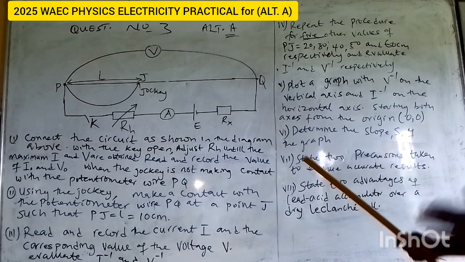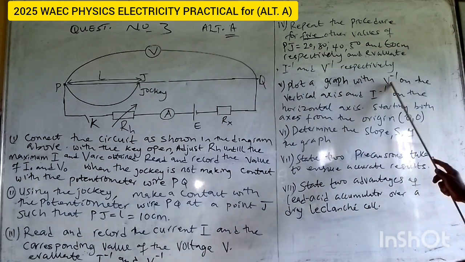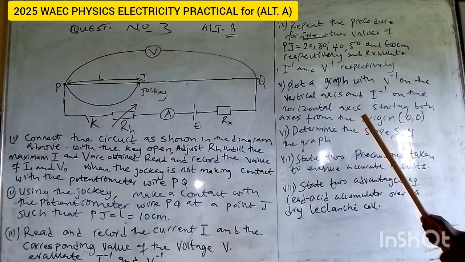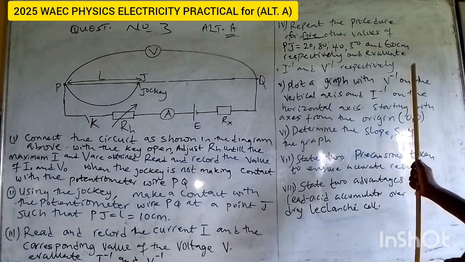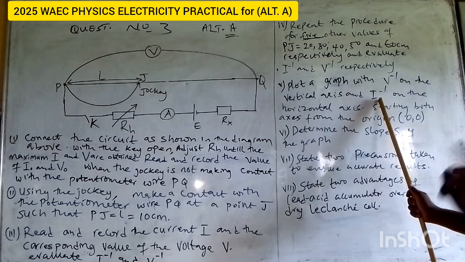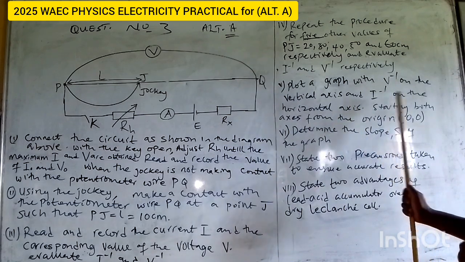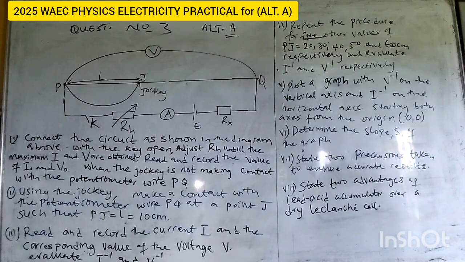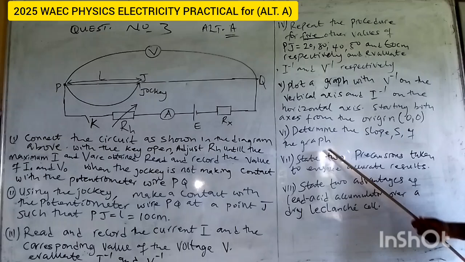Okay. And then they said, plot a graph with V inverse on the vertical axis and I inverse on the horizontal axis, starting both axes from the origin, 0, 0. Determine the slope S of the graph.